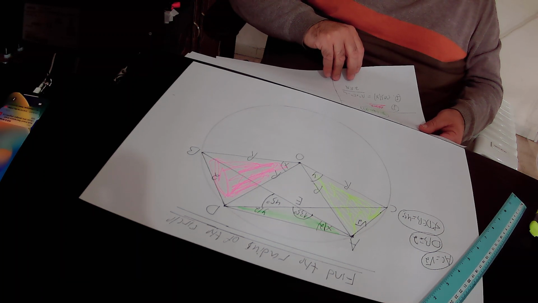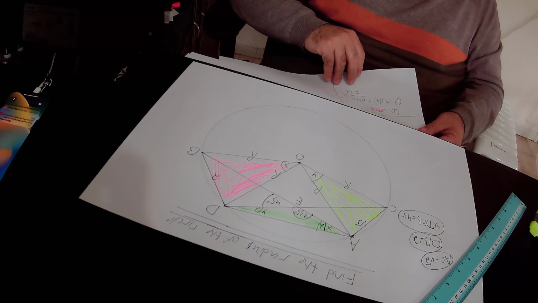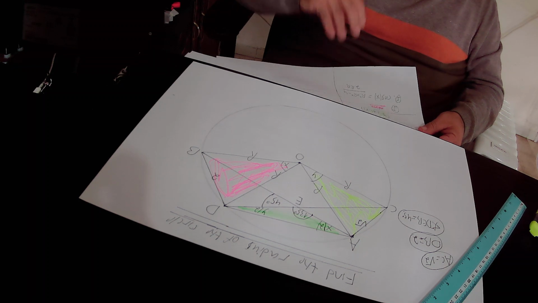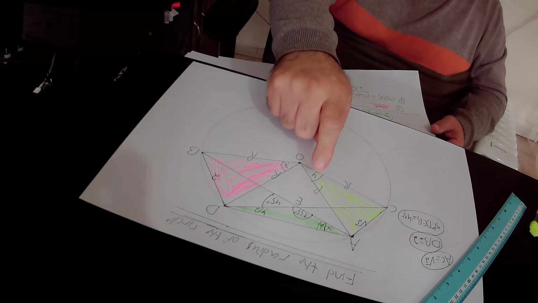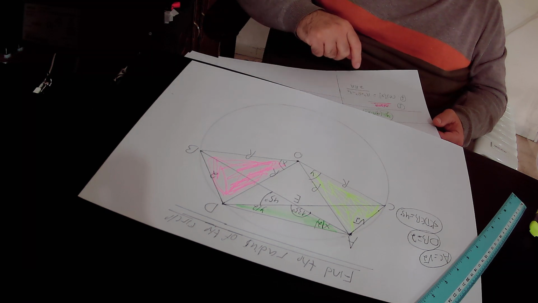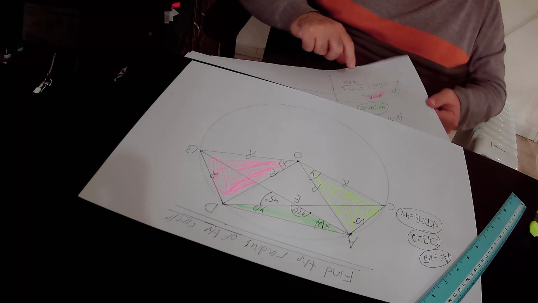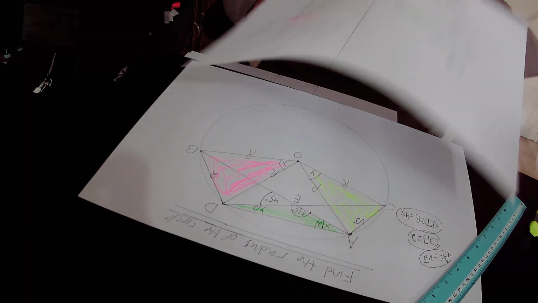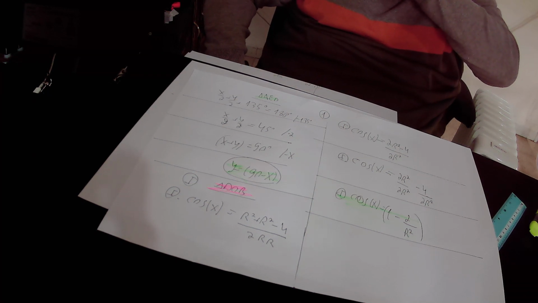Okay, but before that, we have focused on the green triangle AED. Here the sum of the angles must be equal to 180 degrees. So x over 2 plus y over 2 plus 135 degrees must be equal to 180 degrees.